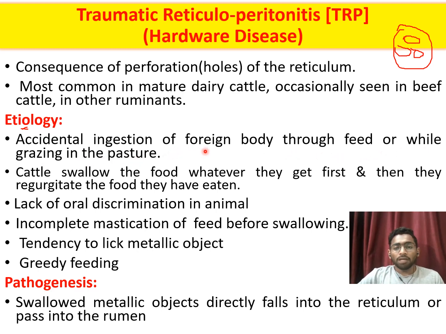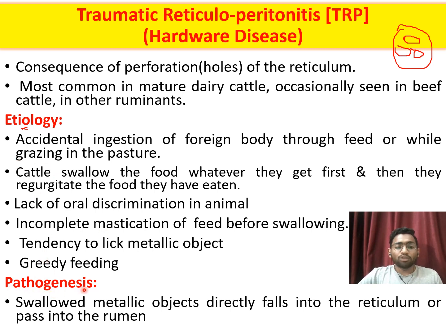Here the foreign body may be any metallic object like a nail, needle or wire. The reason is a lack of oral discrimination in animals. Animals lack oral discrimination, so whatever I said here, the cattle swallow the food they eat first, then regurgitate it. There is also incomplete mastication before swallowing, and then again they regurgitate the food they have eaten. And one more reason is the greedy feeding of the cattle.